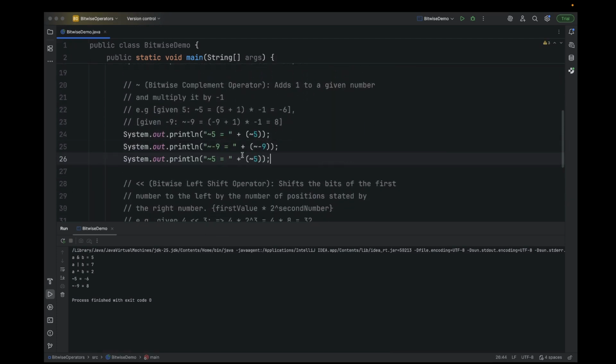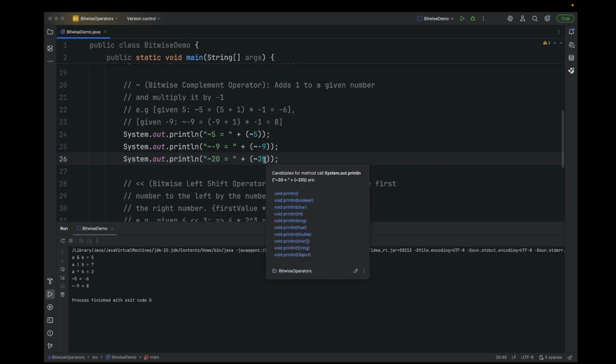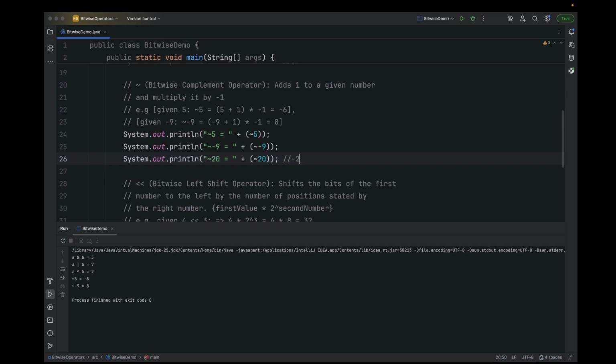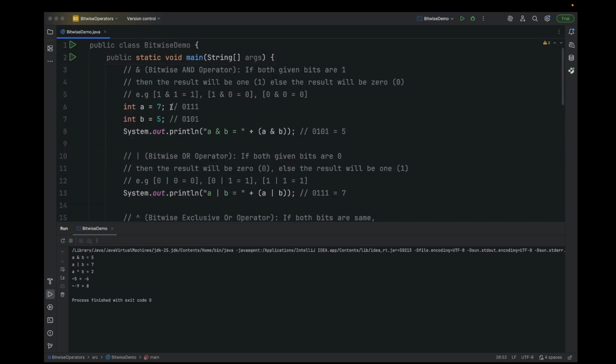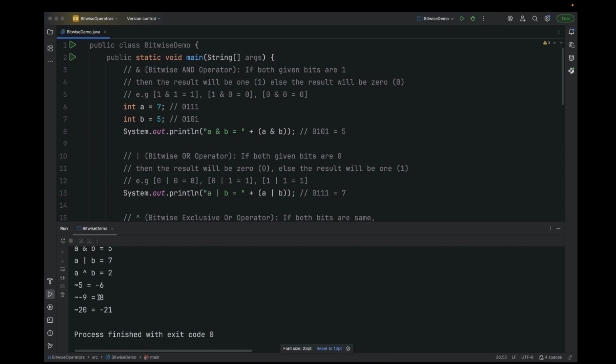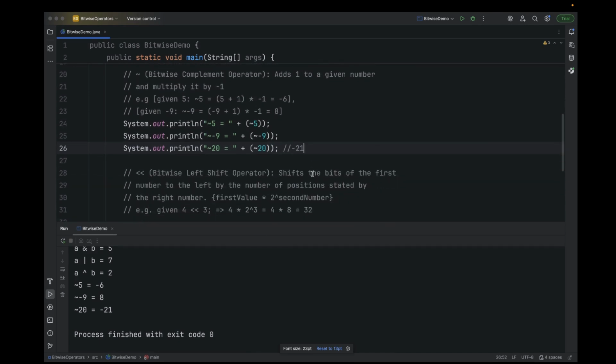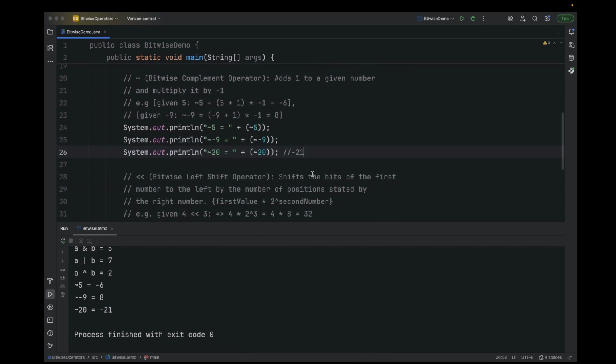Say ~20. Let's see what the result would be. We should be getting what? According to the formula, 20 plus 1 times -1, that is -21. So we should be expecting this as our result. Exactly, and we have it here. All right, that is all about the bitwise complement operator.